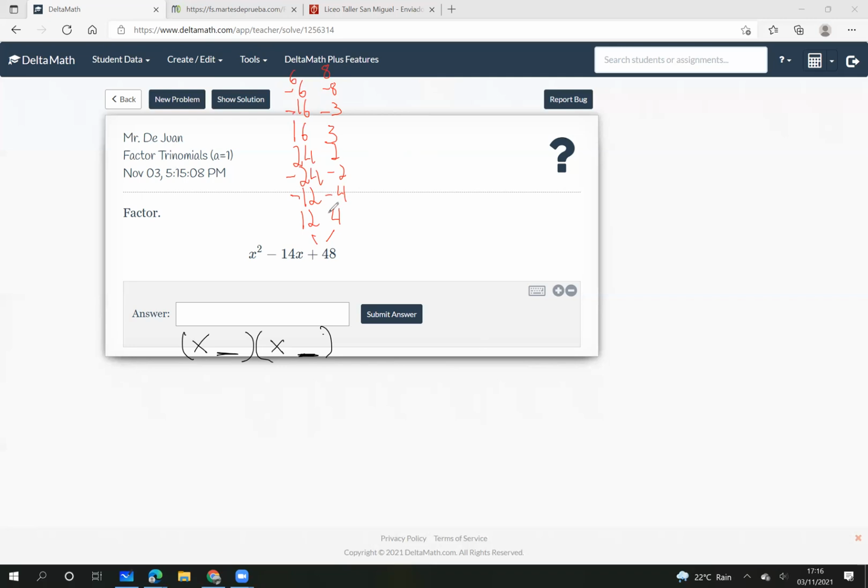Well, 12 plus 4 is 16, not it. Negative 12 and negative 4 is going to be negative 16. Negative 24 and negative 2 is going to be negative 26. That can't be it. 24 plus 2 is 26. That can't be it. 16 plus 3 is 19. That can't be it. Negative 16 plus negative 3 is negative 19. That can't be it. Negative 6 plus negative 8 is, oh, negative 14.